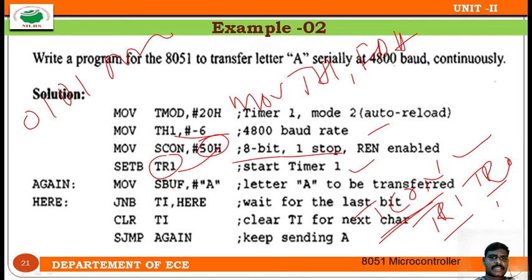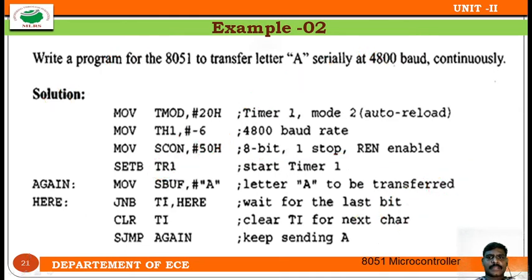Now I am loading the first character, whatever character I want to transfer. That data is moved into the SBUF, because the corresponding ASCII value needs to be sent serially. Then jump if not equal: it keeps repeating until the TI flag is set. Once TI is set, it comes out of the loop, clears the TI flag and jumps again so the next character will be loaded. This is the way we write serial communication programming of the 8051.